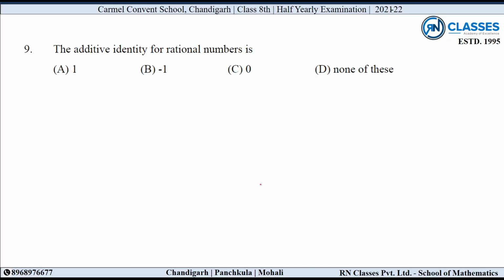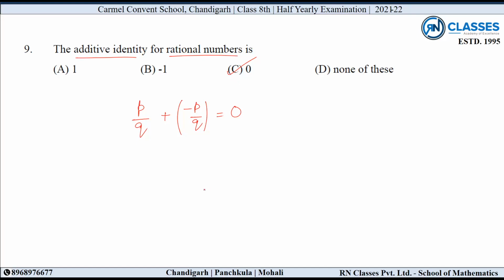Question number 9. Additive identity of a rational number. Everyone knows additive identity is 0. But if you don't remember that, a rational number is in P by Q form. Additive identity means you have to add this number with its additive inverse. Additive inverse is minus P by Q. If you add this, what do we get? 0. So additive identity, we know it is 0.